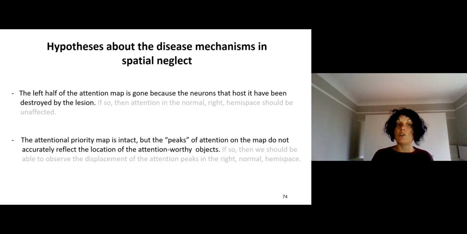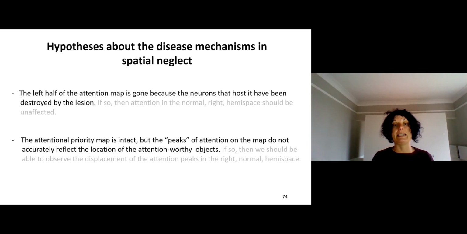And an alternative hypothesis based on the research that I've just presented is that the attentional priority map is intact, but the peaks, the locus of attention on the map, does not accurately reflect the location of the attention-worthy objects.